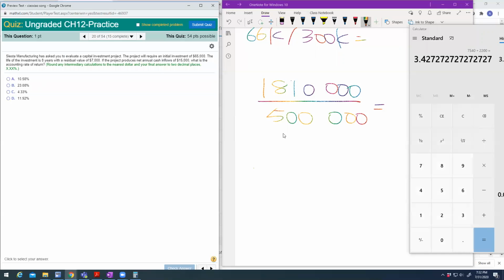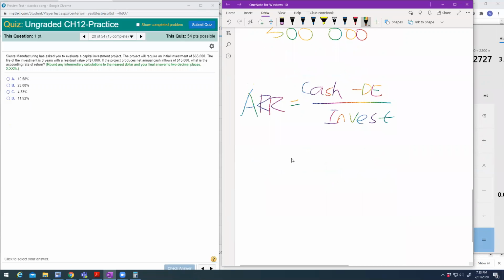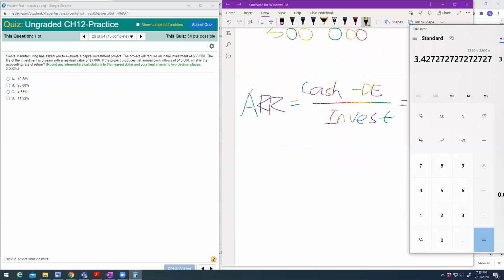Okay, next one. Asking you about the accounting rate of return. So we still say it's the ARR, right? So still the cash minus depreciation expense divided by investment. So let's look at this number. Evaluate capital investment project will require initial investment. So your investment is 65,000. Required cost is 65,000, residual is 7,000, and then it will be used for 8 years.